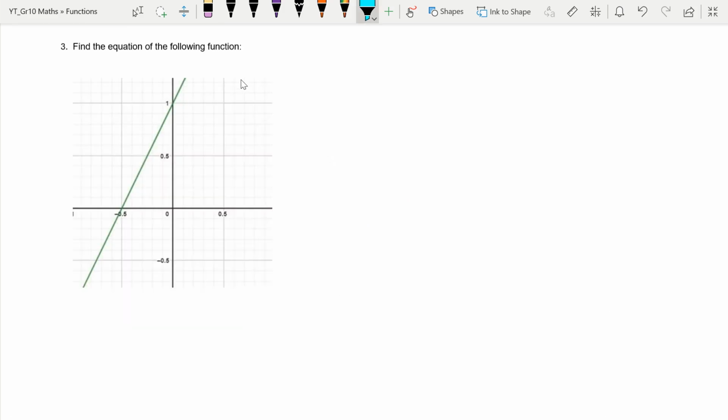For question number 3, find the equation. Now we need to know that is a straight line. So therefore, the equation that I'm going to find must be in this form. That is knowledge that you need to have. So we need to find the y-intercept, and we need to go calculate the gradient. Gradient, the steepness of the line.